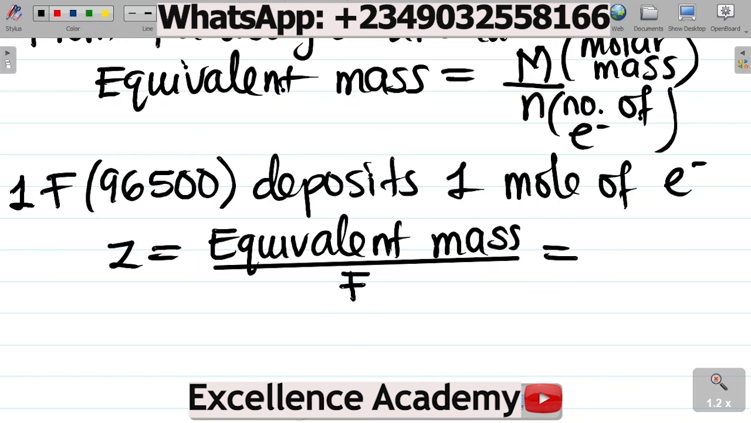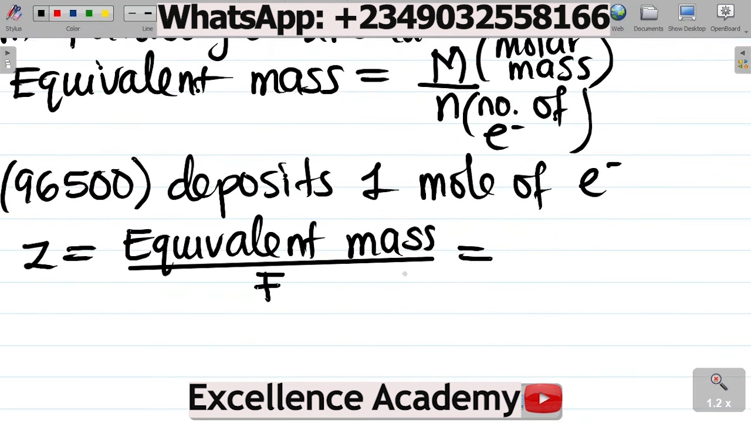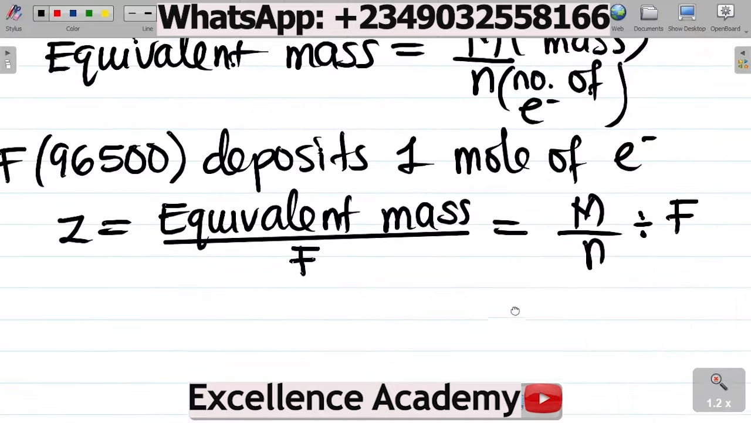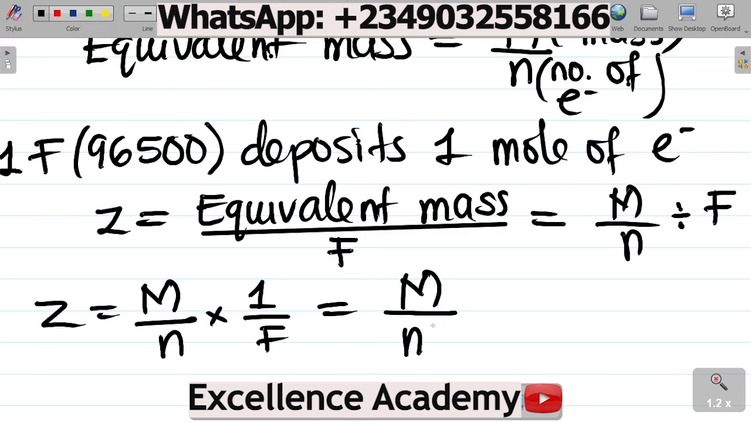So this is equal to equivalent mass, as we said earlier, which is equal to molar mass all over number of electrons. So it becomes molar mass all over number of electrons, divided by F. If you're working on this, we can simply change the division to times. So Z will be equal to the molar mass all over number of electrons times 1 over F. And this will be equal to M all over NF.